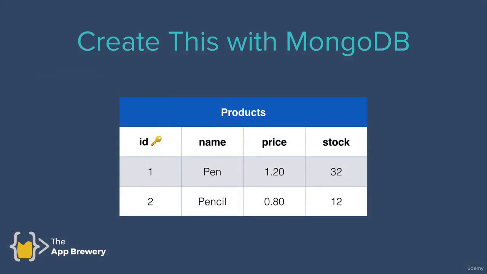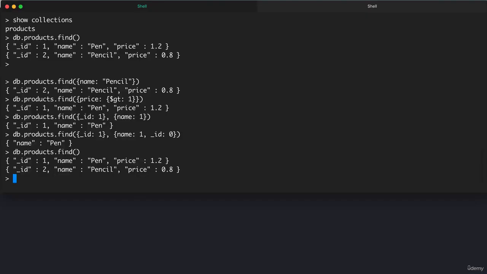You might remember previously from our SQL explorations, we created the products table with a stock value as well. So the pen, we had 32 of those, and the pencil, we had 12 of those. So now we can learn about how to update our data inside the database by adding a stock value to each of our documents. At the moment, we have two products, pen and pencil, and they only have an ID, a name, and a price field.